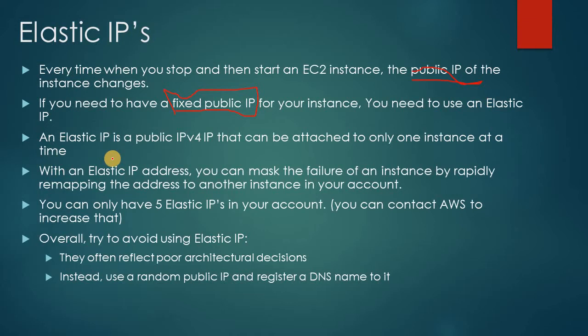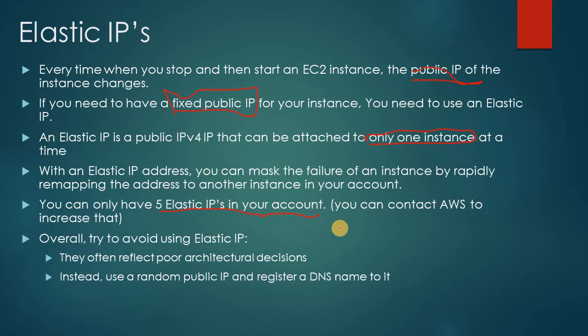An elastic IP is a public IP that can be attached to only one instance. It cannot be attached to more than one instance at a time, right? The second thing is that with an elastic IP address, you can mask the failure of an instance by rapidly remapping the address to another instance in your account. You can also have only 5 elastic IP addresses in your account. You can contact AWS if you need more elastic IP addresses.